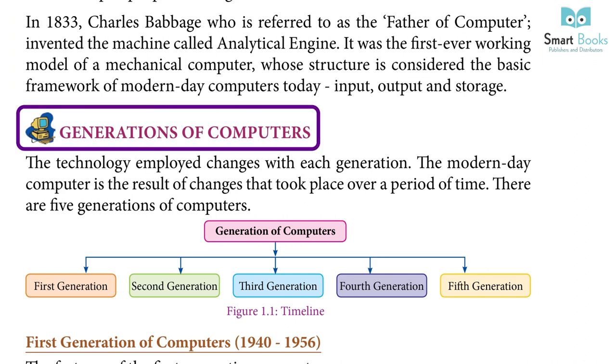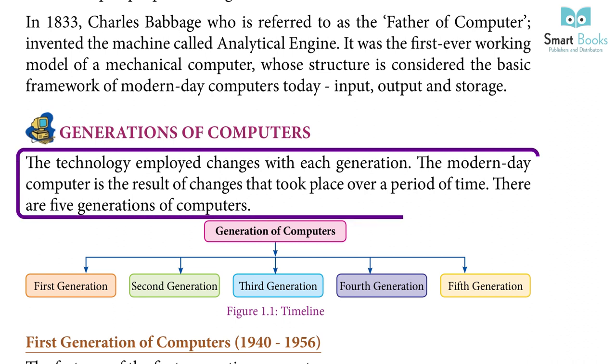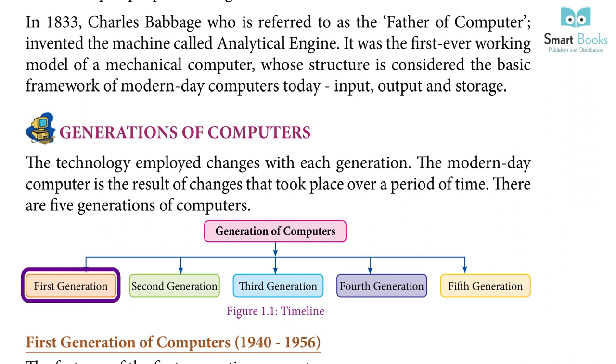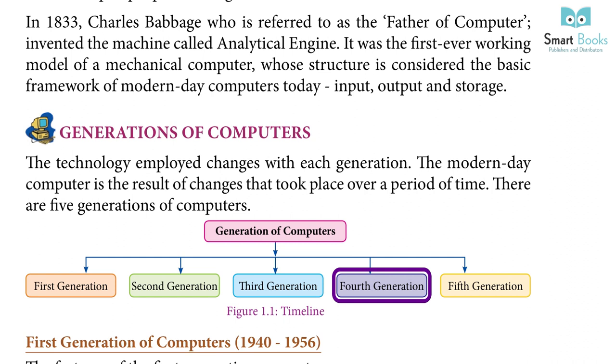Generations of computer. The technology employed changed with each generation. The modern day computer is the result of changes that took place over a period of time. There are five generations of computers: first generation, second generation, third generation, fourth generation, fifth generation.